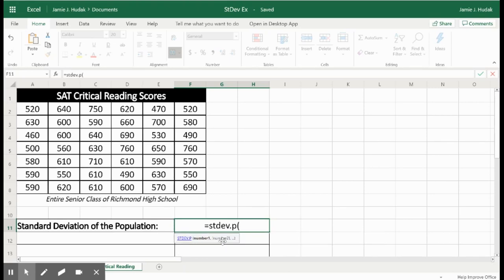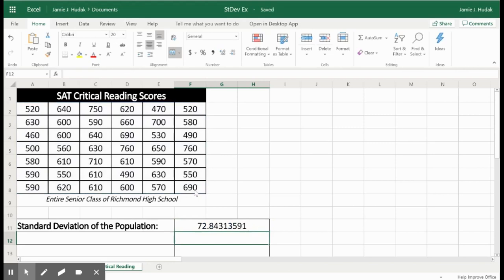Notice that it gives us instructions. First, it wants the numbers. So number 1, 2, 3, 4, I'm just highlighting them all. So that's all of the numbers that I want Excel to use. Close the parentheses and hit enter, and we get a standard deviation of 72.84.